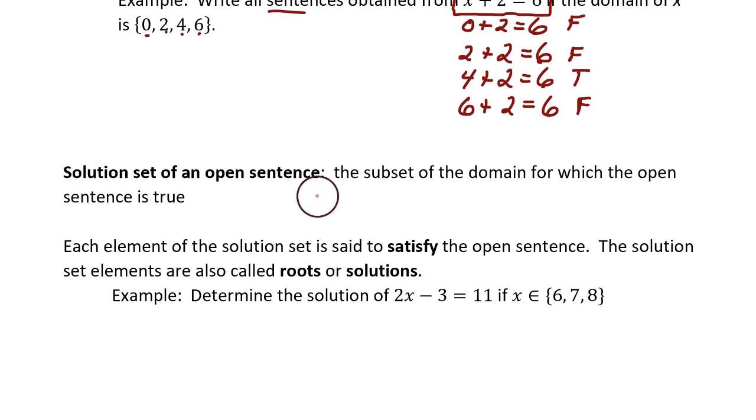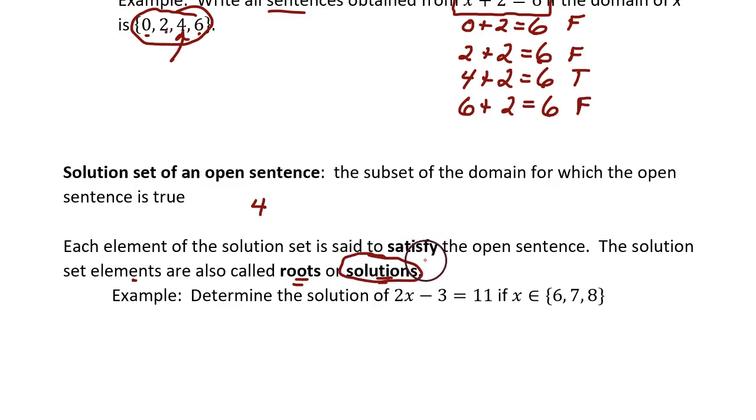The solution set of an open sentence is the subset of the domain for which the open sentence is true. In that example we just did, what number from that list made the open sentence true? And that was the 4. So the solution set of our open sentence is the number 4. Each element of the solution set is said to satisfy the open sentence. The solution set elements are also called roots or solutions of the equation. The word we'll use most often is solutions.